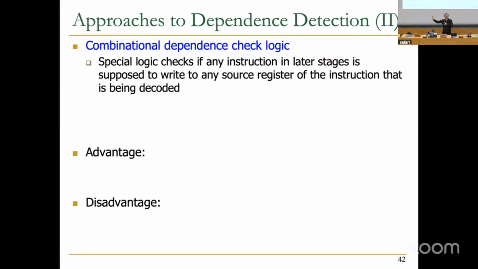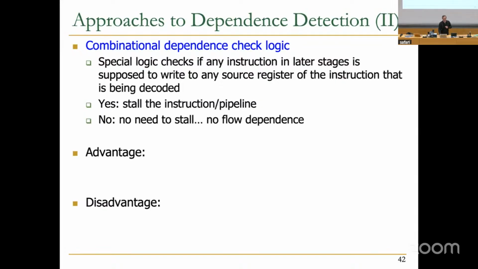Okay, assuming those instructions are writing, of course, you need to check that also, okay? So if the answer of that combinational dependence check logic is yes, for a given source register, there's at least one instruction in later pipeline stages that is writing to that register, or that's going to produce the value of that register, you stall the instruction in the pipeline. Otherwise, there's no need to stall because there's no flow dependence.